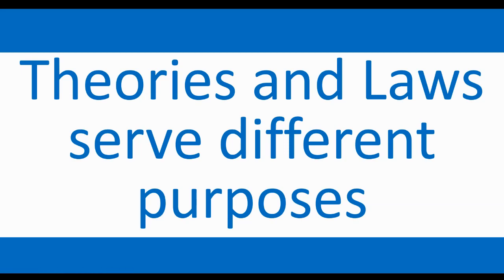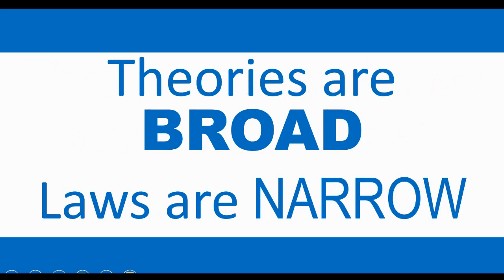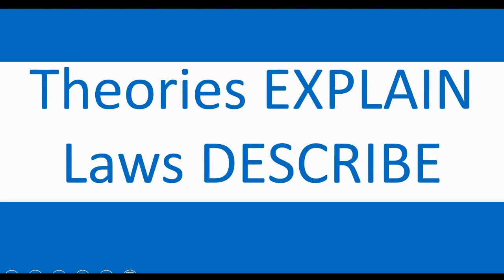Theories and laws serve different purposes. Theories are broad and laws are narrow. So a theory is broader than a law. That means it covers more things. A law is narrower and focuses on specific conditions. A theory's job is to explain why phenomena occur. Meanwhile, a law describes what phenomenon happened. Laws are often written as equations.